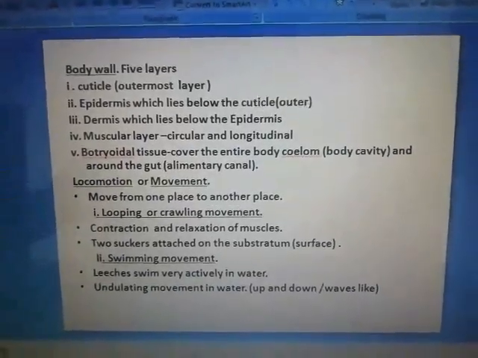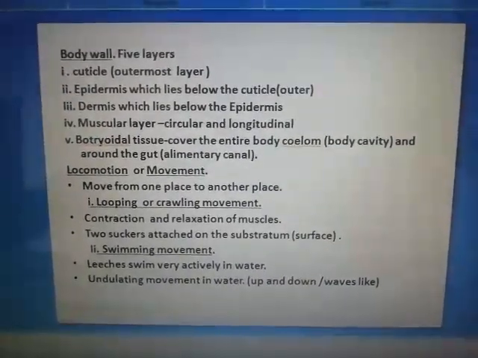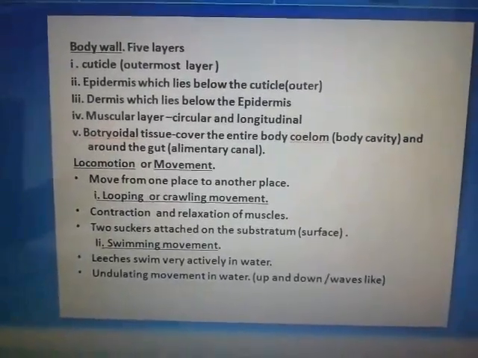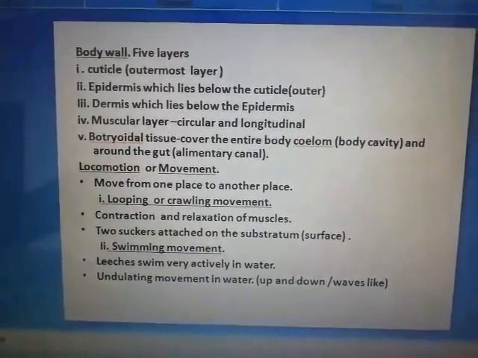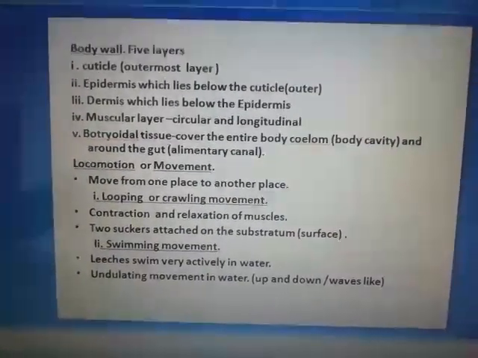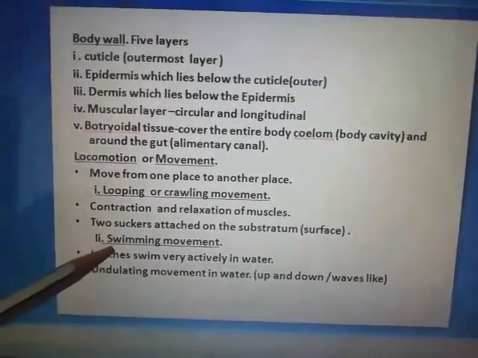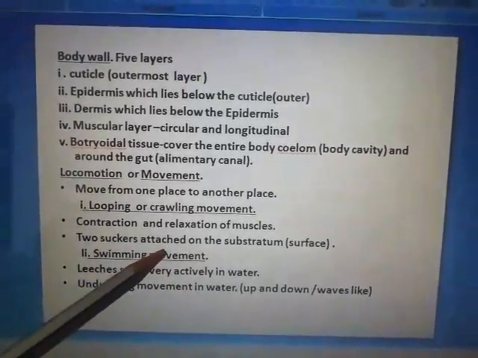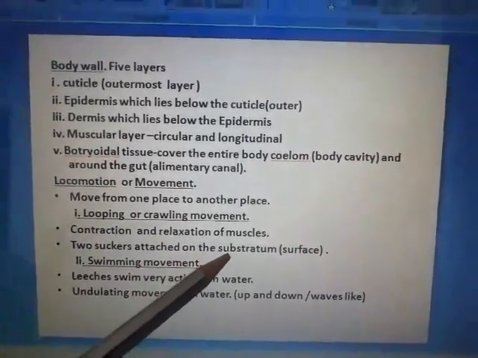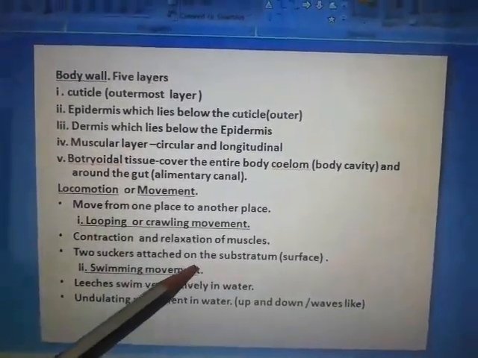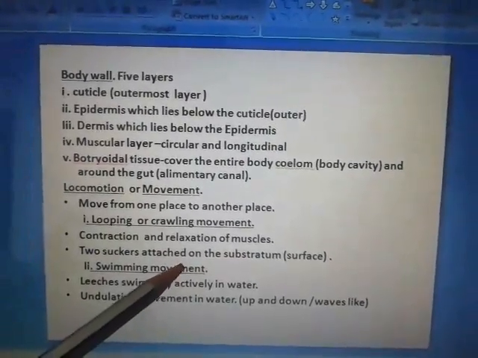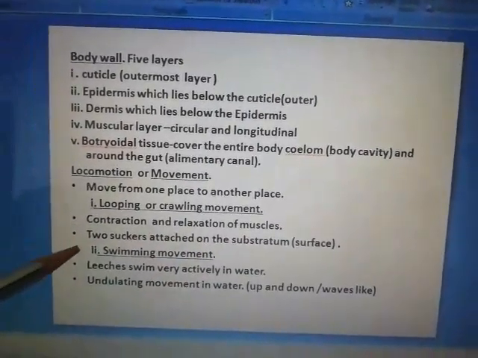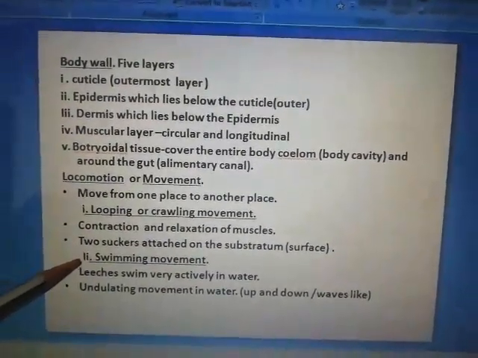this type of movement is brought about by the contraction and relaxation of muscles. The 2 suckers, the anterior sucker and posterior sucker, serve for attachment to the substratum or surface. Then the leech moves from one place to another place with the help of these 2 suckers, anterior and posterior suckers.